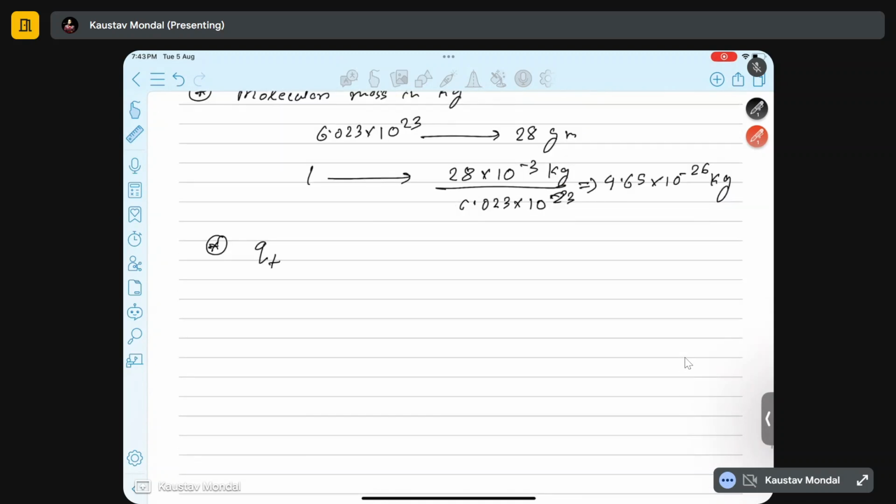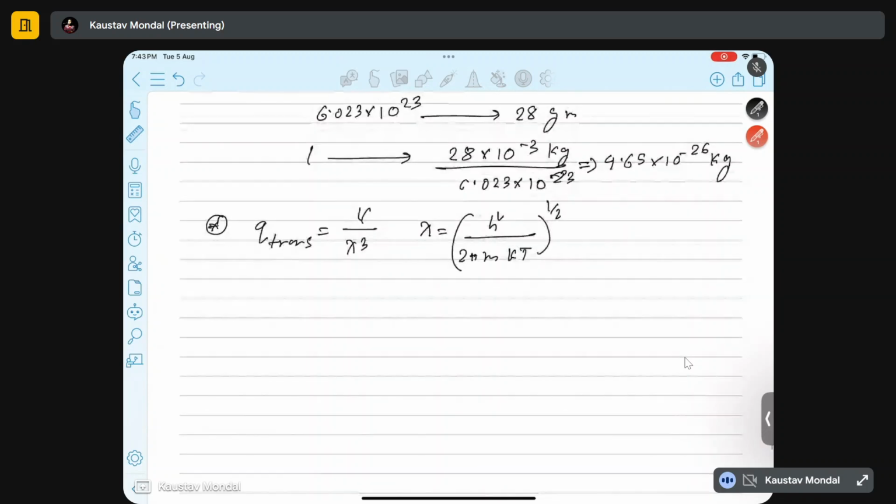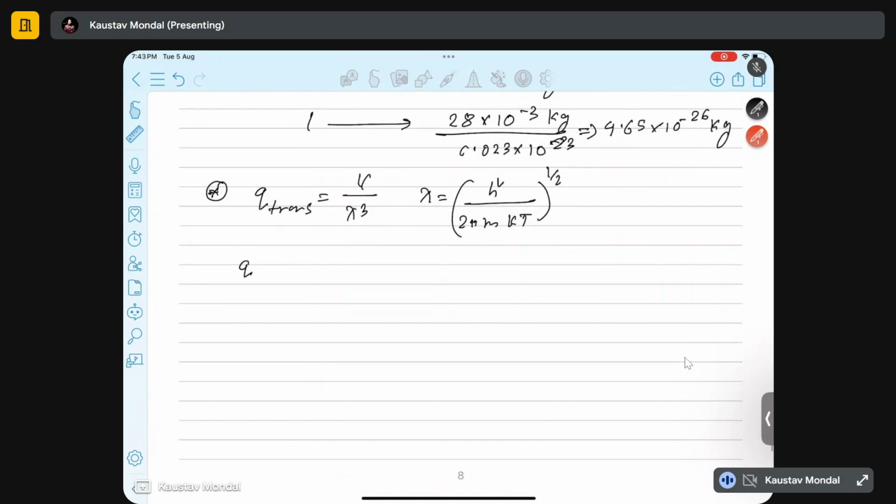So Q translational partition function, you know, is V by lambda cubed, where lambda is h square by 2 pi m kT to the power half. Okay. Now for this system, Q trans would be V by (h square by 2 pi m kT) to the power 3 by 2. This gives you V into (2 pi m kT by h square) to the power 3 by 2.